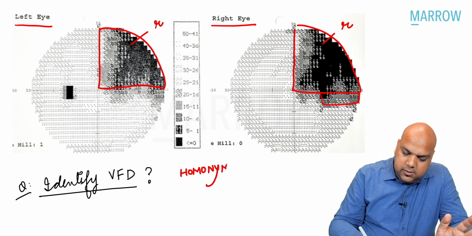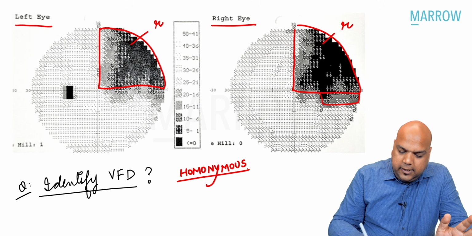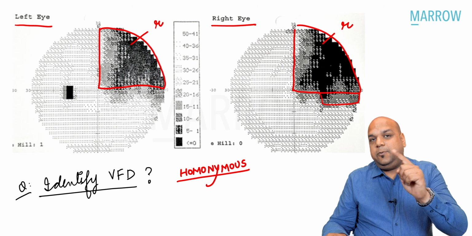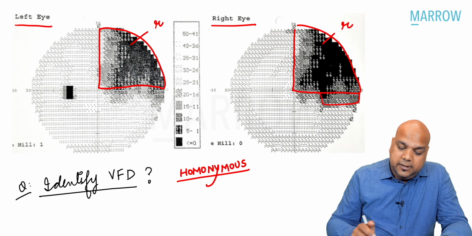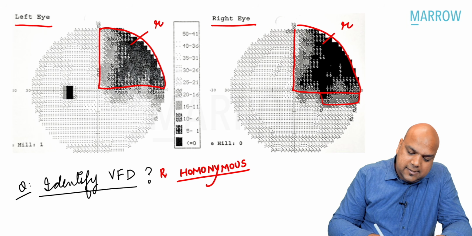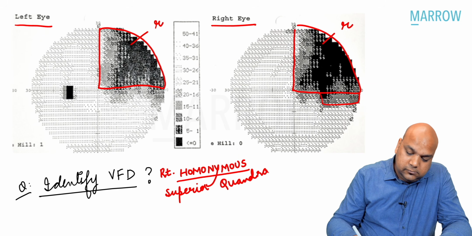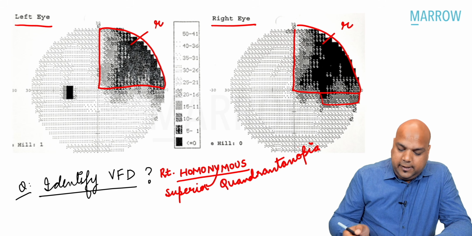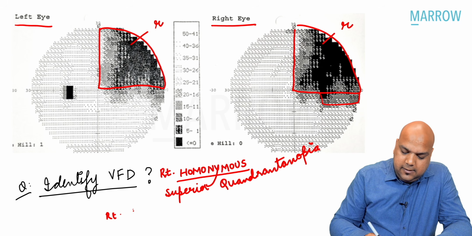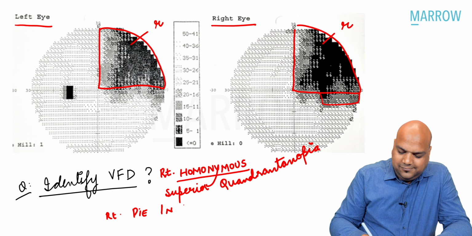Homonymous. Can I write the word homonymous? I hope you understand I can write the word homonymous. But it is which side homonymous? Right side homonymous. But only which homonymous? Superior quadrantanopia. Or if I write simply, can I say this is right side pie in the sky? See how easy it is.